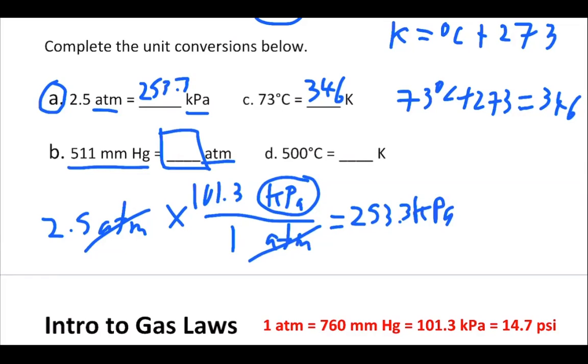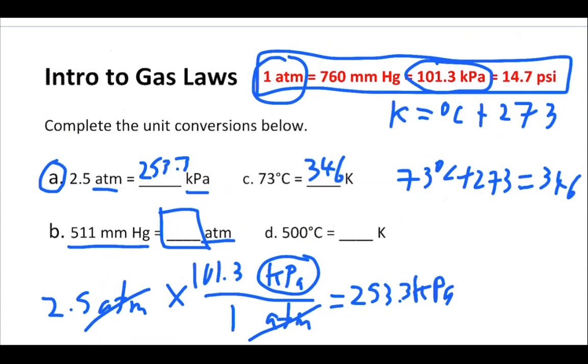And not surprising that we got a small number, right? Because notice the relationship. We know that millimeters of mercury, it's 760 to 1 atmosphere. That is less than 760. So you know you're going to get less than 1 in terms of atmospheres. Good way to check yourself.